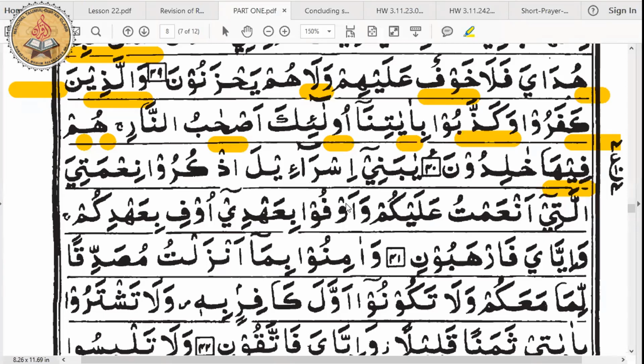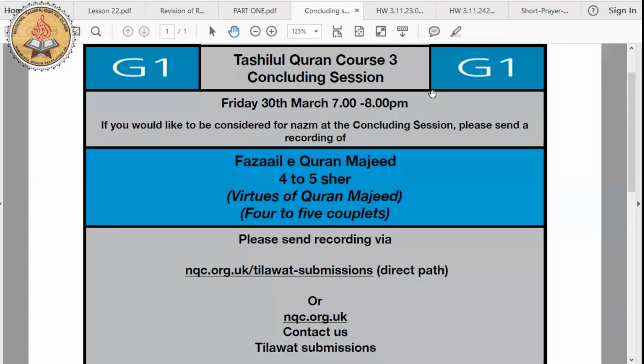So I'll quickly let you know about the homework and the announcement regarding the concluding session Nazam. And then if we have time, we will give the mic to a few students to recite from the Holy Quran. So all of you are aware our concluding or final session of this course will be on Friday 30th March from 7 p.m. till 8 p.m. So if you want to take part and want to be considered for Nazam at the concluding session, please send a recording of Nazam Fazail Quran Majid, couplets number 4 to 5.